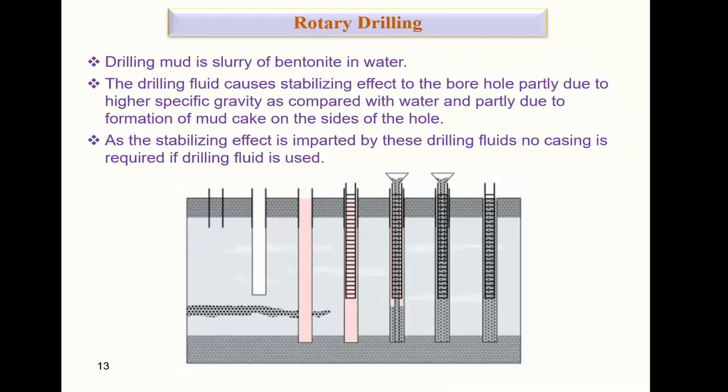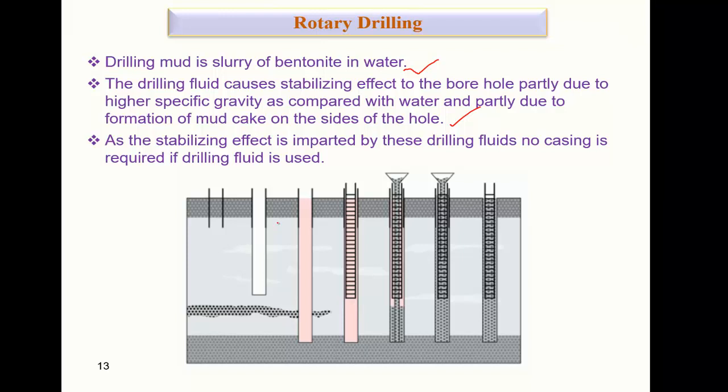One more piece of information about bentonite. Drilling mud is a slurry of bentonite and water, as we already saw in the last slide. The drilling fluid stabilizes the borehole, partly due to its higher specific gravity compared with water, and partly due to the formation of a mud cake on the side of the borehole. When you apply this bentonite slurry, it makes an artificial layer that does not allow soil to fall or cave in.